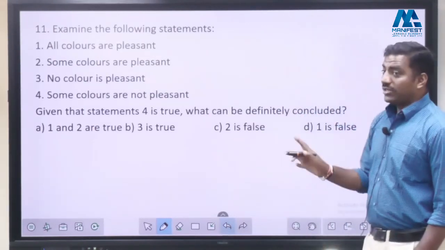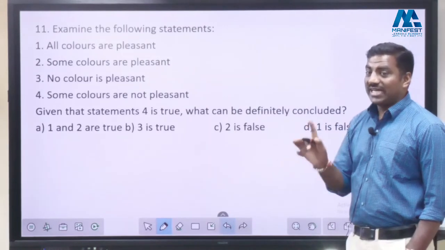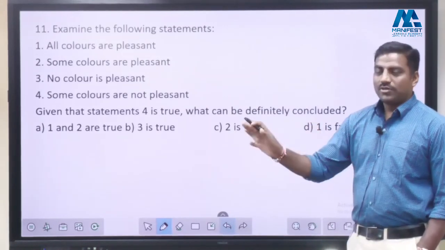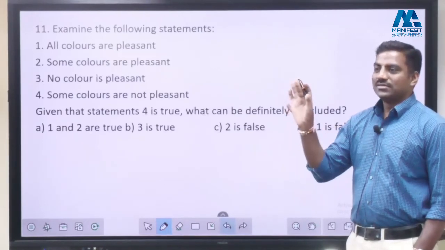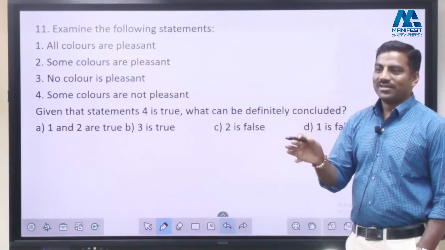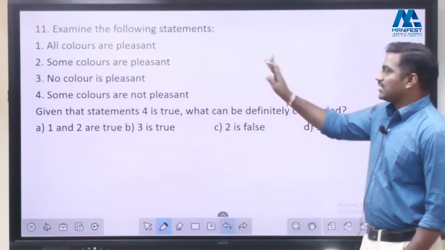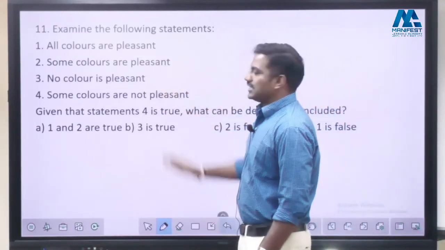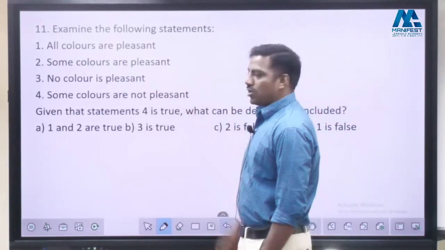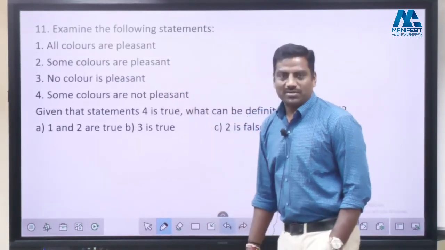And again, these questions also, if you read this sentence thrice, you will not reach anywhere. You will get confused. You will get out of the hall because it will be so frustrating. Yeah, all colors are pleasant. Some colors are pleasant. No color is pleasant. Some colors are not pleasant. All possibilities they have given.